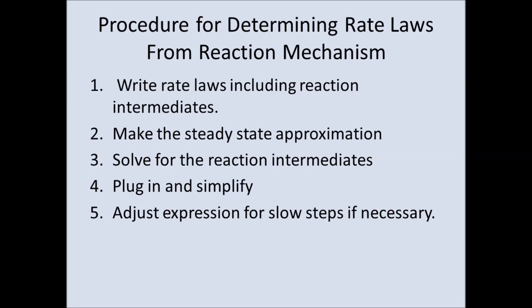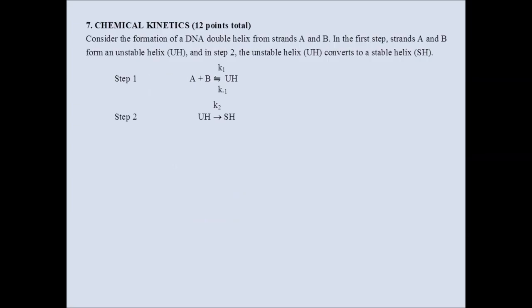Then we make the steady state approximation, which is that the rate changes of the concentrations of the intermediates are zero. So at that point we have some equations that we can solve for our reaction intermediates. We can plug them into the rates that are interesting to us, and we can adjust for slow steps and make additional approximations at that point if we care to. So with those aspects of the review in mind, let's go to some questions that deal with this topic.